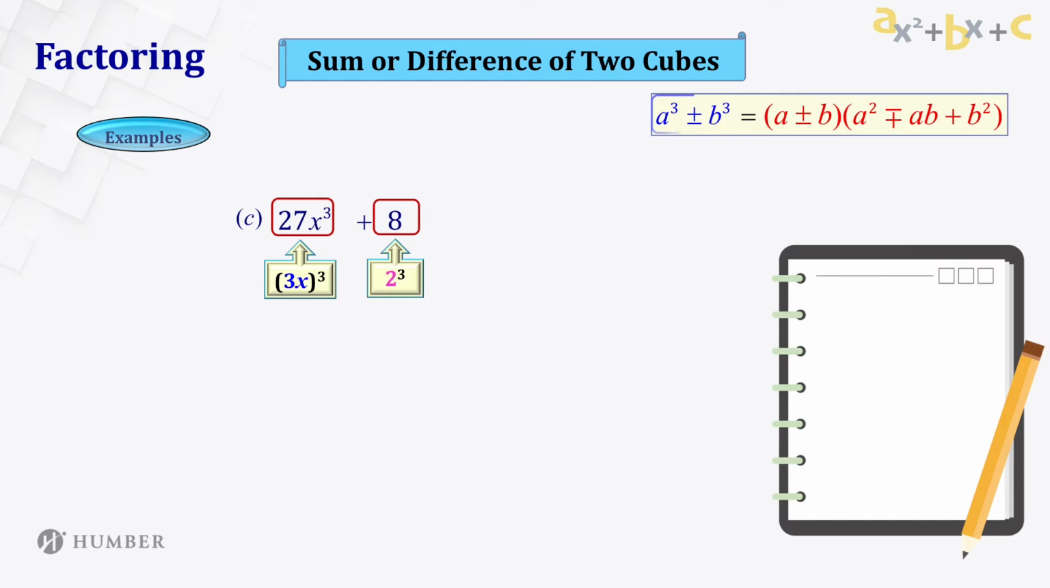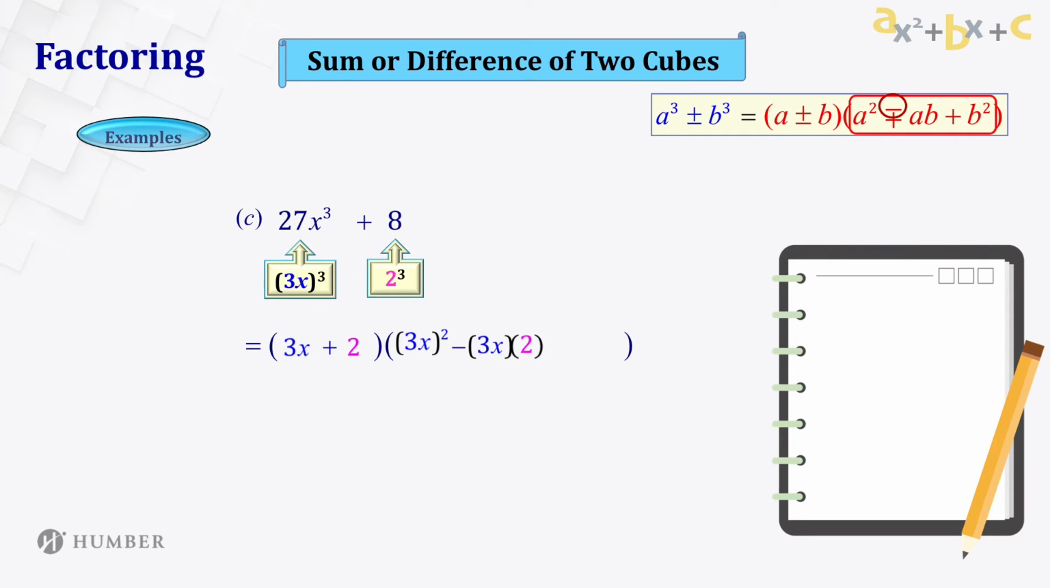For the first bracket, place 3x plus 2, and for the other bracket, place 3x squared, which is 9x squared, as the first term. Make sure to use the negative sign before the product of the two factors for the middle term. Then for the last term, make sure to use the plus sign and write 2 squared, which is plus 4. Now we have the factored form.